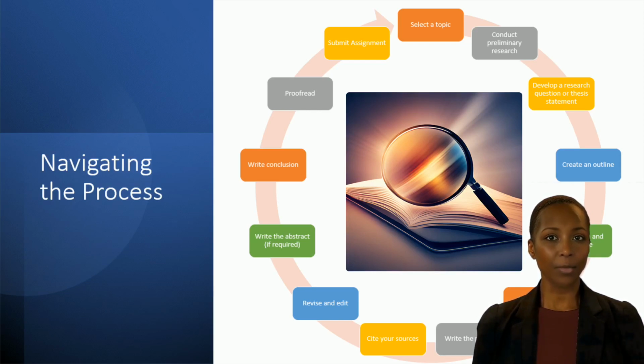Proofread. Before submitting your research paper, carefully proofread it to eliminate any remaining errors or inconsistencies. Pay attention to formatting requirements and ensure that your paper adheres to the guidelines provided by your institution or journal. Submit assignment, per instructor's guidance. Remember, creating a research paper requires time, effort, and attention to detail. Stay organized, follow a systematic approach, and seek guidance from your mentors or instructors whenever needed.